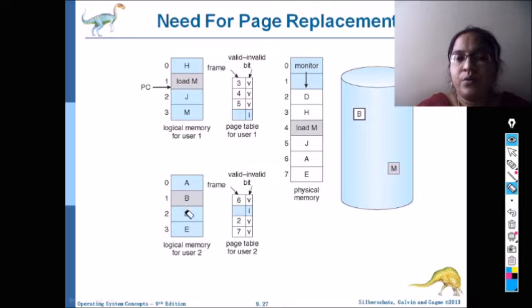Now when we look at the physical memory, the entire physical memory is occupied by the pages of user 1, user 2 and the monitor, which belongs to some other process. There is no space in the physical memory where we can fit this m. This situation leads to page replacement. When there is no free frame available in the physical memory, you need to choose one from the physical memory and replace it with this new page. This is the situation which leads to a page replacement.